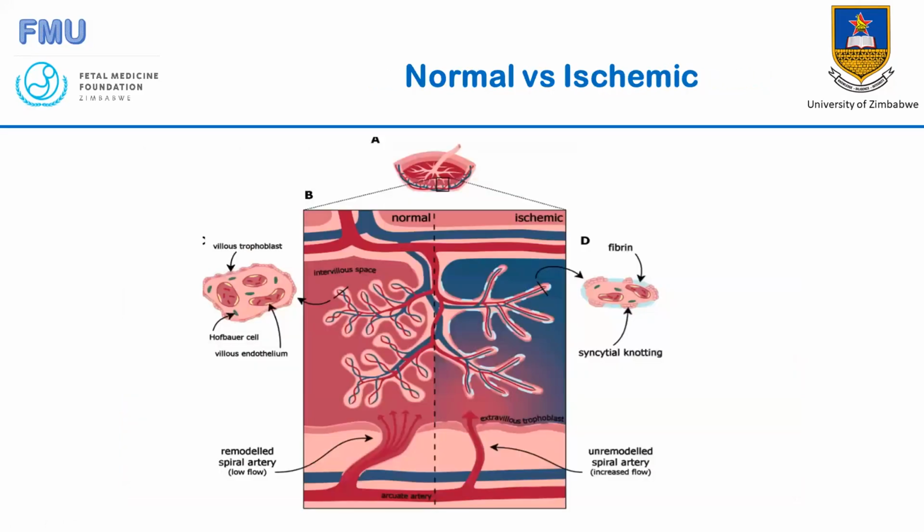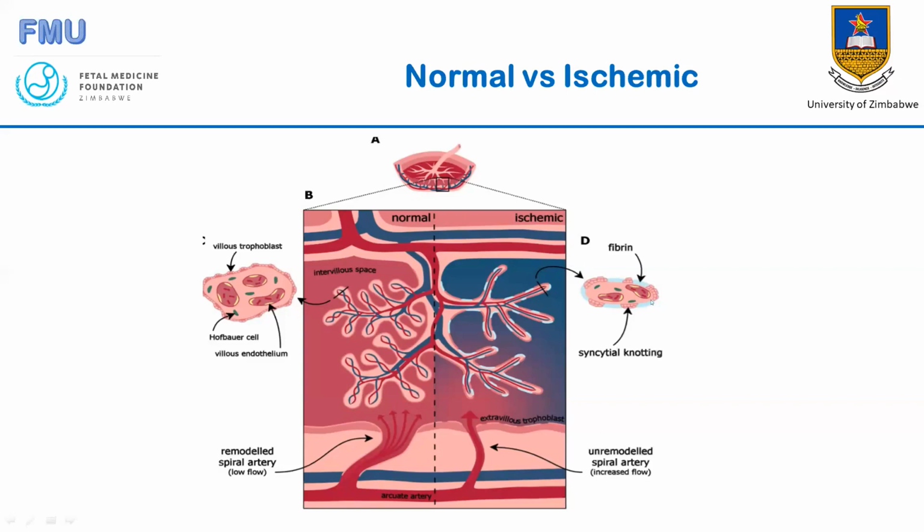This next diagram is just showing us the normal versus the ischemic representation of what will be happening. You can see here during our remodeling, the remodeled artery is wider, and the villi are more, and you can see by the presentation of the villus trophoblast, the Hofbauer cell, and the villus endothelium.